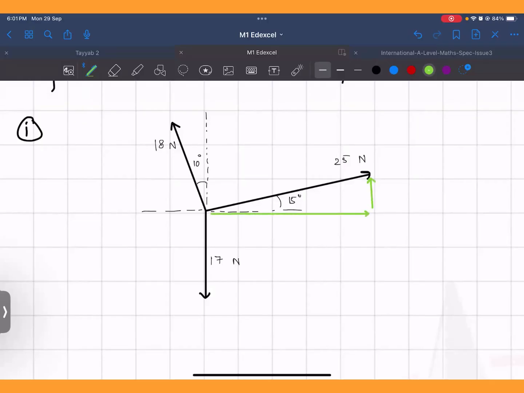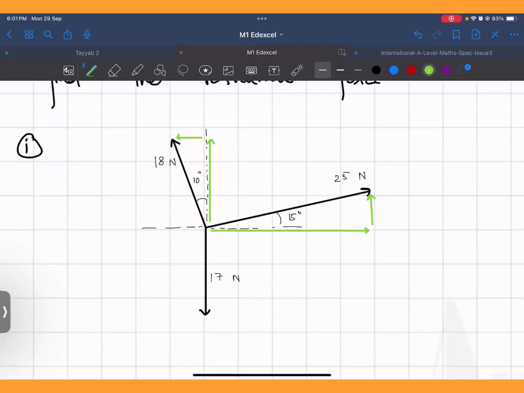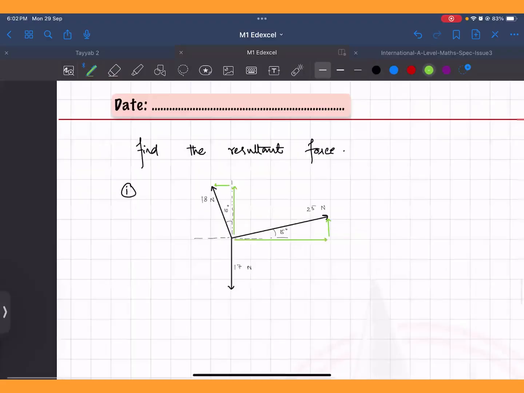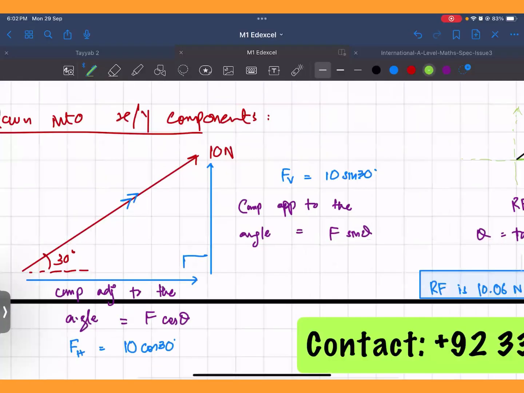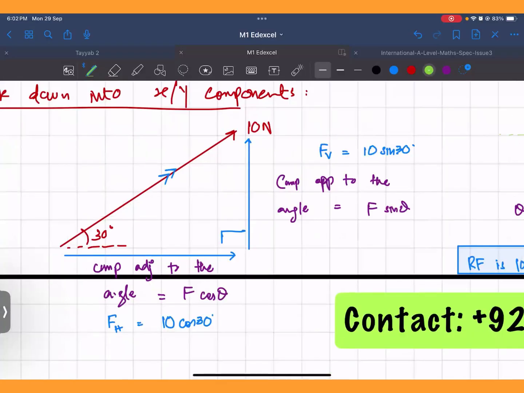This would be the vertical and horizontal component for the 25 Newton one, and this would be the vertical for the 18 Newton. This would be the horizontal for the 18 Newton. Now, if you break it down, the horizontal component, this one, what would this become? Would this be sine 10? No. I told you. The component which is opposite to the angle, that is sine.